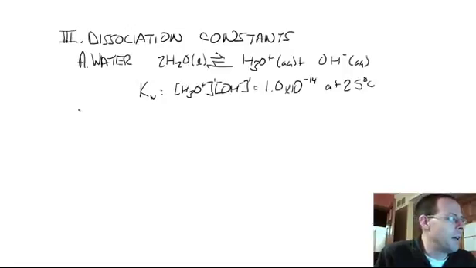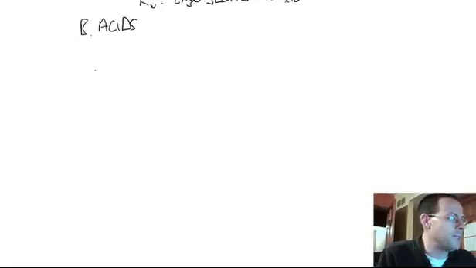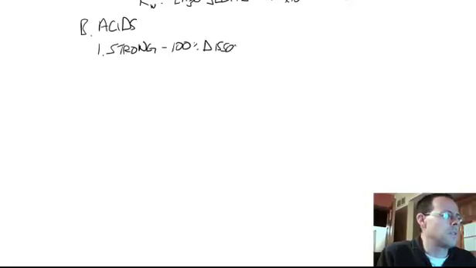Our next thing is going to be acids. Acids come in two varieties. We can either have a strong acid or a weak acid. A strong acid is known as a strong acid by the fact that it basically dissociates 100%. So 100% dissociation.